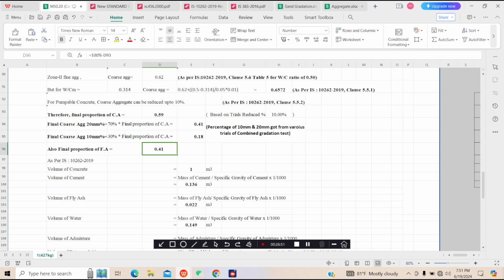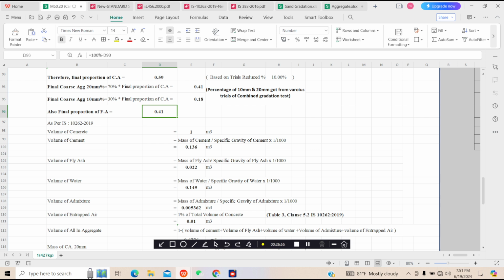So we will get 0.41, that is 41%. Now as per IS 10262:2019, we are calculating the mix design for 1 cubic meter of concrete. For now we will calculate the volume and then the mass of each and every constituent of the concrete, that is cement, fly ash, water, admixture, everything. So first we will calculate the volume of cement.